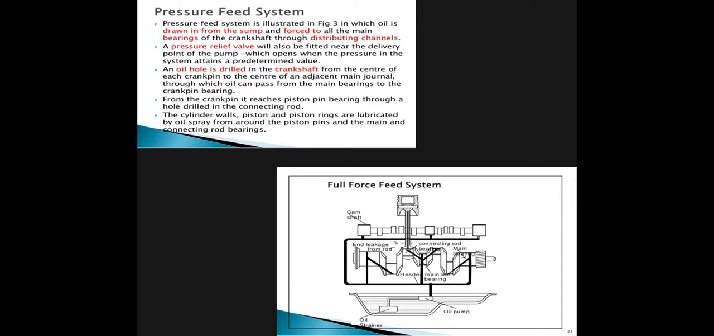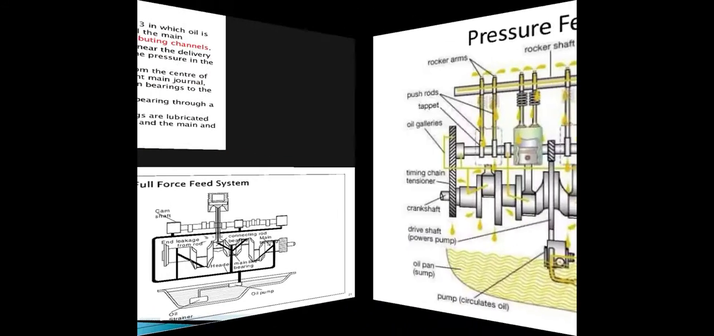An oil hole is drilled in the crankshaft from the center of each crank pin to the center of the adjacent main journal, through which oil can pass from the main bearings to the crank pin bearings. From the crank pin, it reaches the piston pin bearings through a hole drilled in the connecting rod. The cylinder walls and piston rings are lubricated by oil spray from around the piston pins and the main and connecting rod bearings. This is the diagram of the pressure feed system.